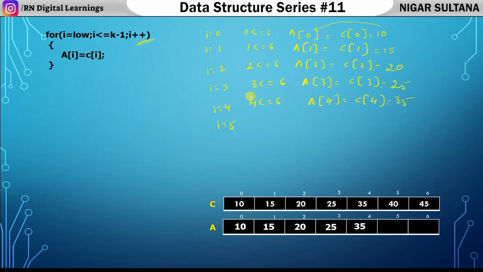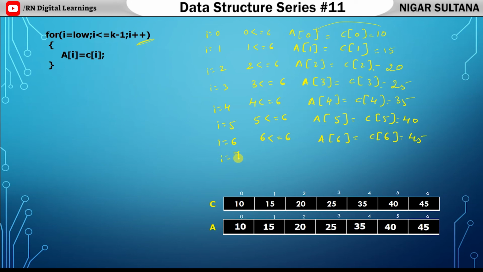i has been incremented. Is 5 less than or equals to 6? True. A of 5 is equals to C of 5, that is 40. Increment the value of i. 6 is less than or equals to 6. A of 6 is equals to C of 6, that is 45. Increment the value of i. Is 7 less than or equals to 6? This is false. So stop this for loop. Now we can see all the elements of the C array have been placed in the A array. All the elements of A are in ascending order: 10, 15, 20, 25, 35, 40 and 45.